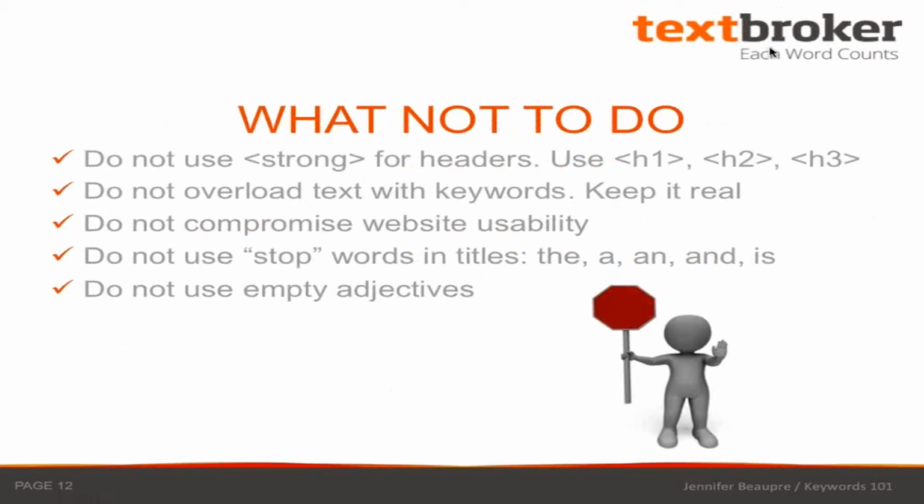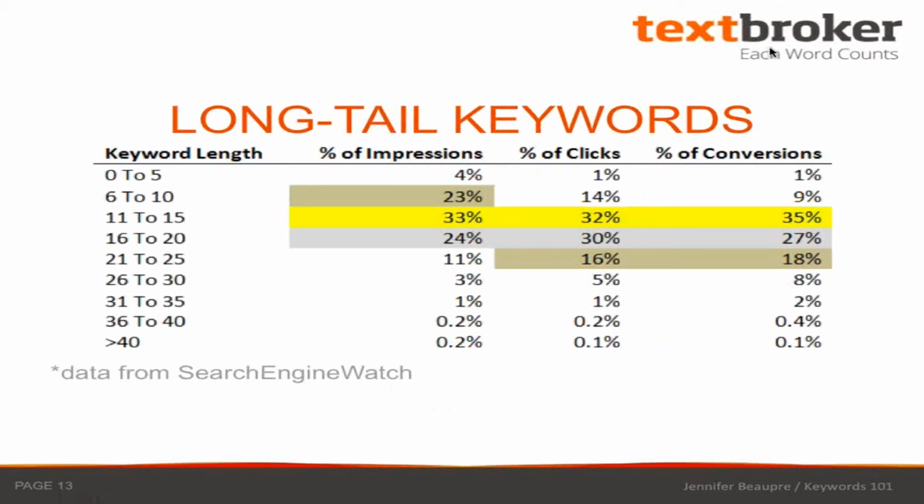Additional things are not to use stop words in titles. So you don't necessarily want to write the home page or empty adjectives as keywords. The best home page, the most fantastic plumbing service in Las Vegas. We want to use things that people actually search on and make sure that the content is relevant.